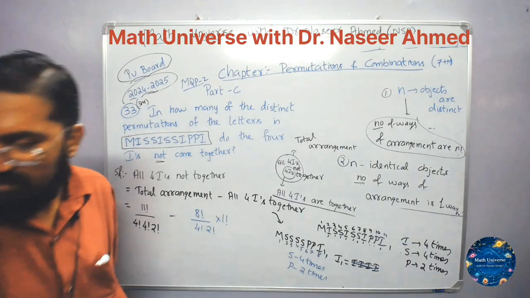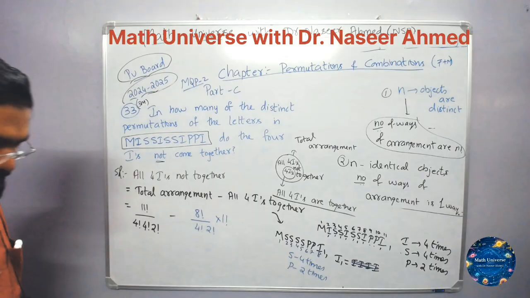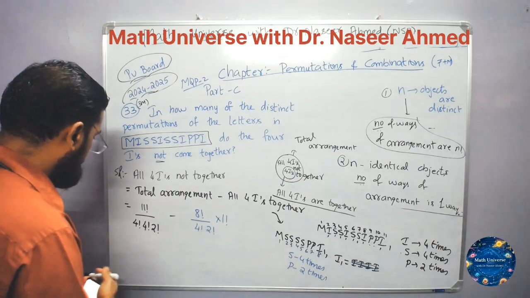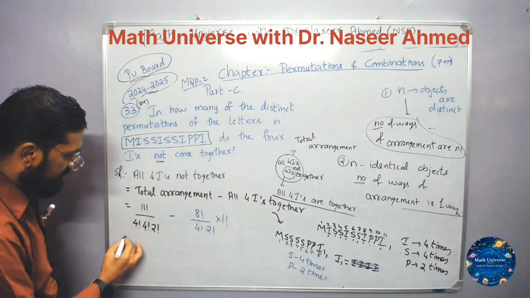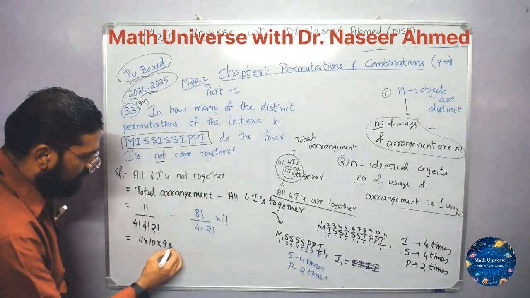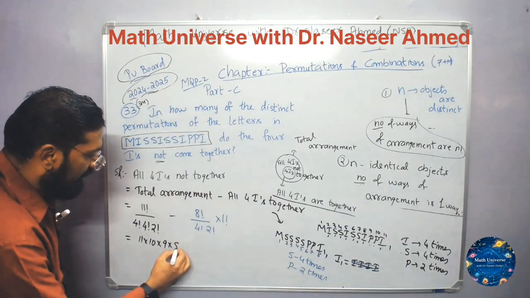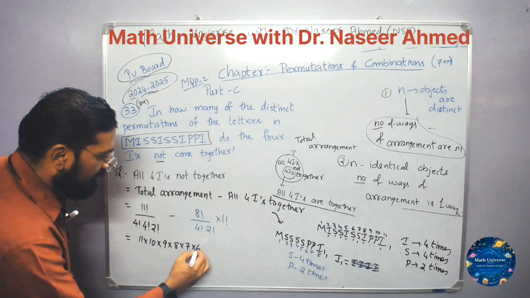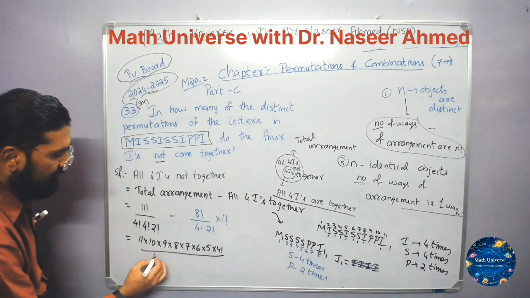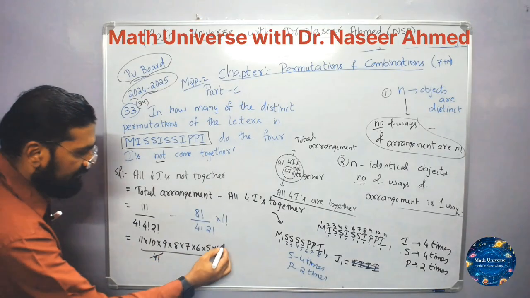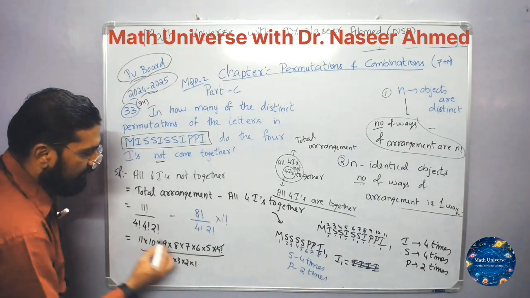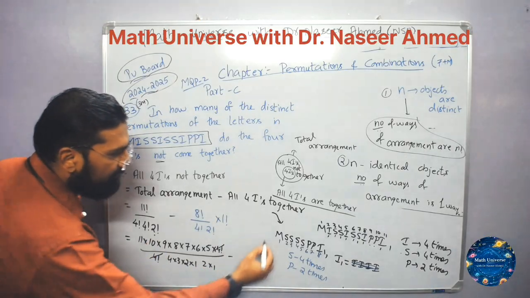Let us complete from here. We can write 11 into 10 into 9 into 8, divided by 4 factorial. Here we have 4 factorial, so one 4 factorial gets cancelled. Then 4 factorial is 4 into 3 into 2 into 1, and 2 factorial is 2 into 1. Minus.